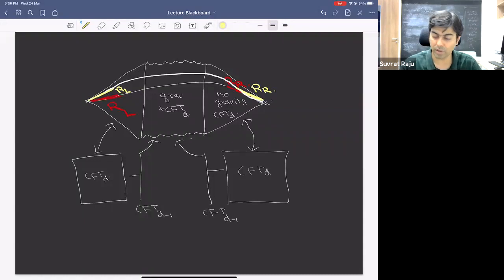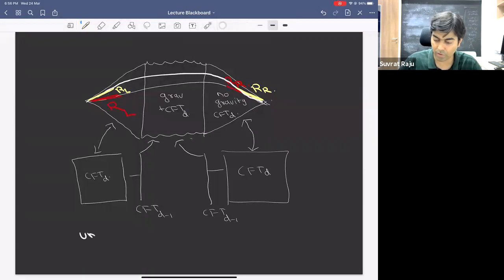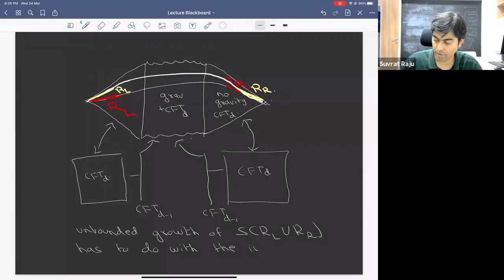And the point I'm trying to make, which I have not justified, but which I'm claiming, and we will justify later in the lecture, is that the unbounded growth of S of R_L union R_R has to do with the increasing volume or area, the increasing volume of the interior.